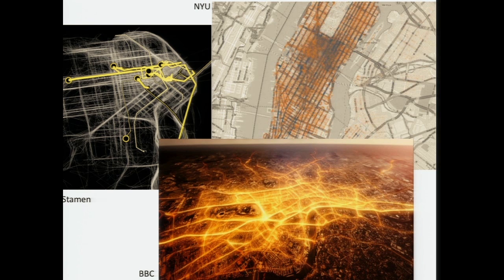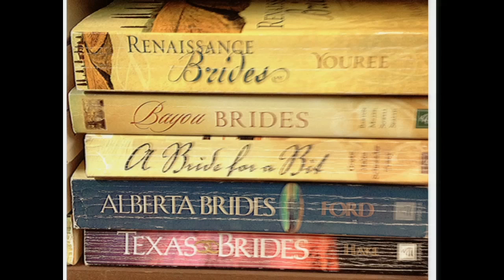This New York City map is interesting. This BBC map, it's glowing. It's like lava or something, or blood flowing through the veins of the city. It's really beautiful. I watched the video and I was like, this is great. But all of these remind me of something else. And they remind me of a picture I took in a used bookstore in Fort Myers.